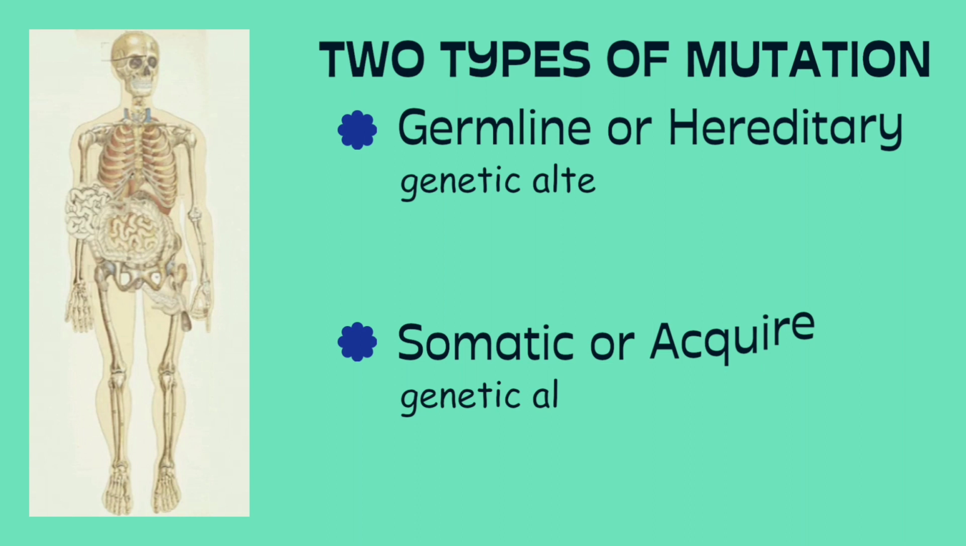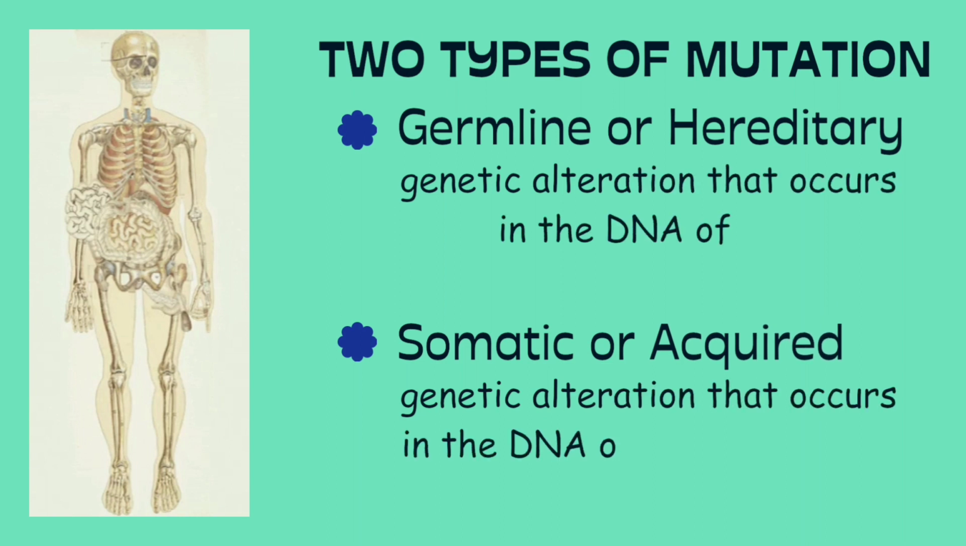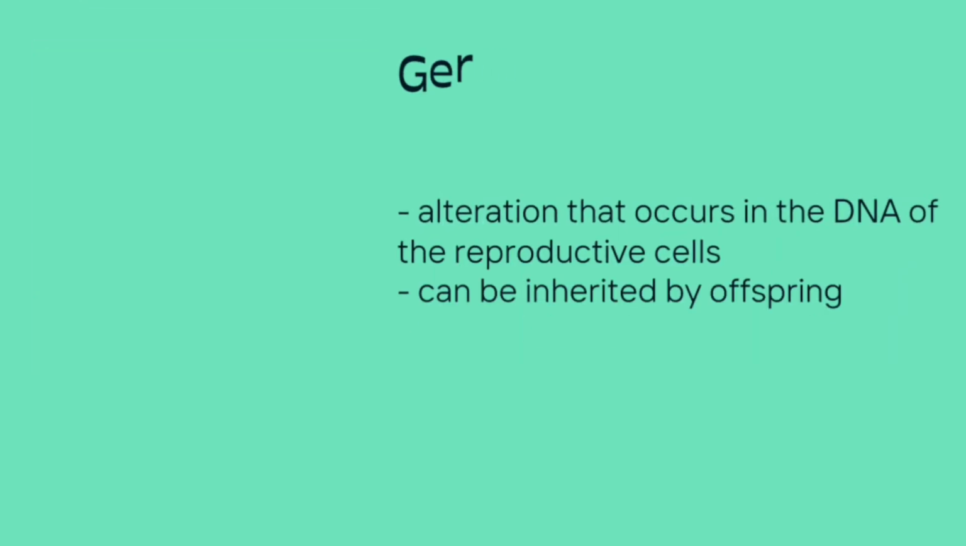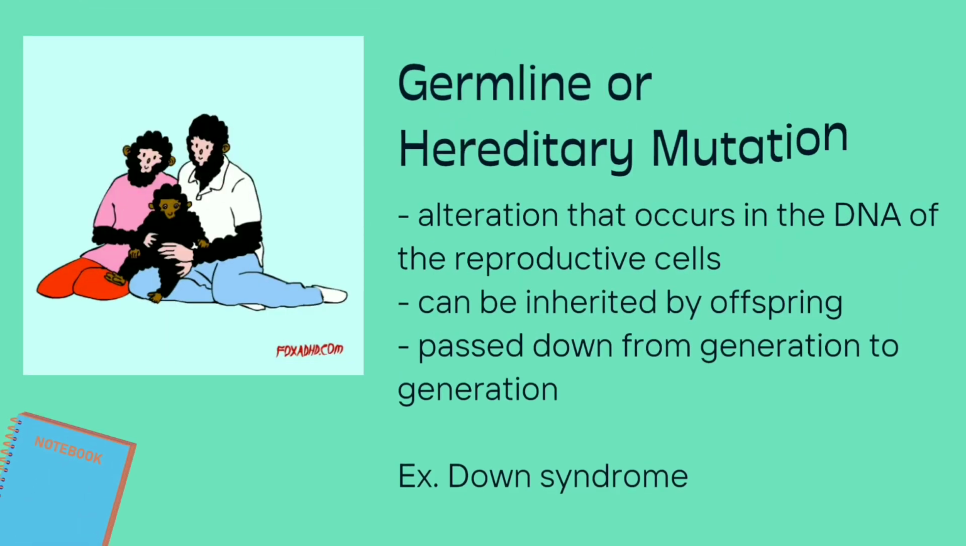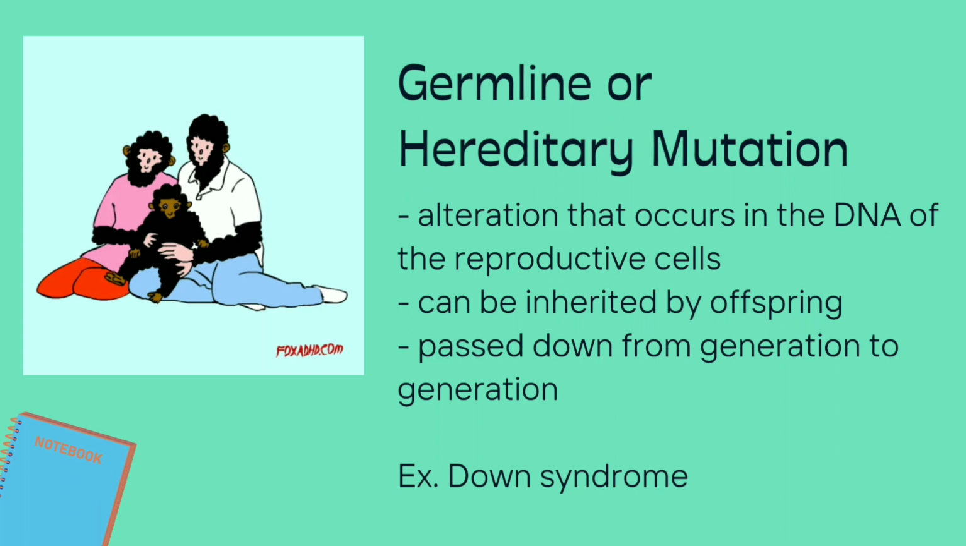Then, let's talk about its two types. Genetic mutation has two types, the germline or hereditary mutation and somatic or acquired mutation, which are different in nature. A germline mutation, also known as hereditary mutation, is a genetic alteration that occurs in the DNA of the reproductive cells, sperm or egg cells, that give rise to offspring.